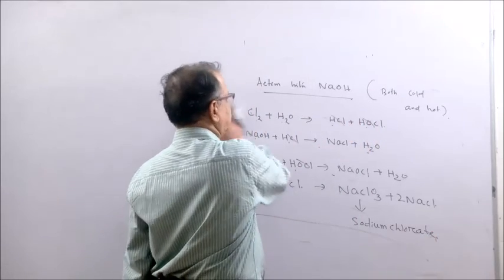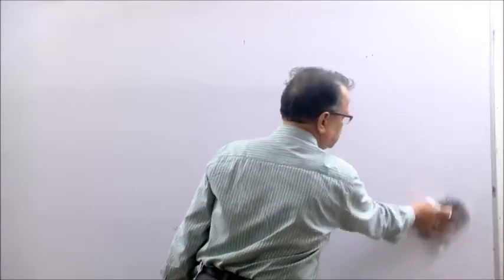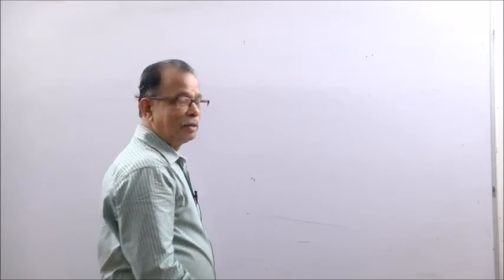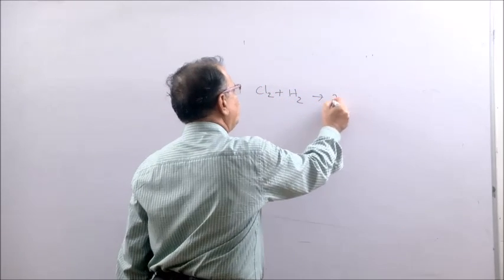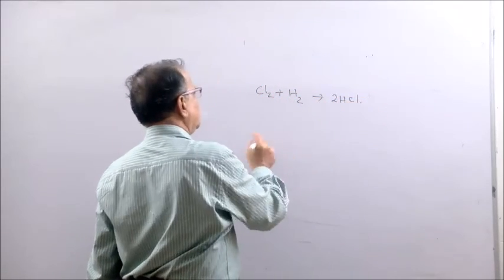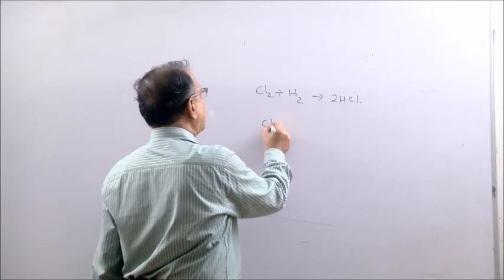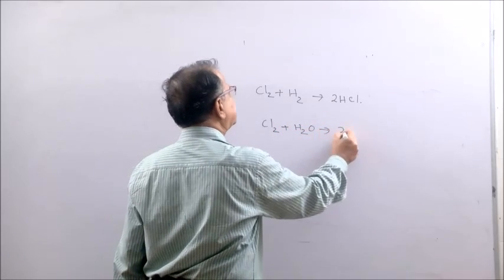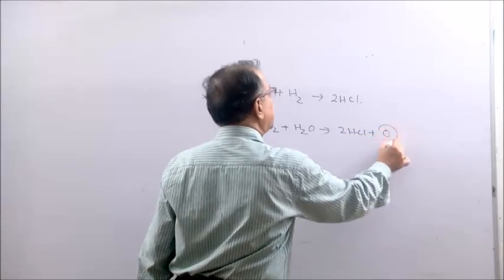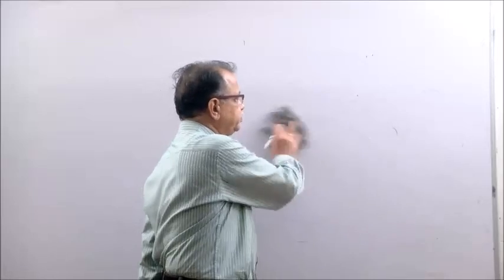Reaction with hydrogen: what happens when chlorine is treated with hydrogen? Cl2 plus hydrogen forms 2 HCl. Then the bleaching action: chlorine plus H2O gives 2HCl plus O. This oxygen is used as the bleaching agent for chlorine. This is all about your chlorine.